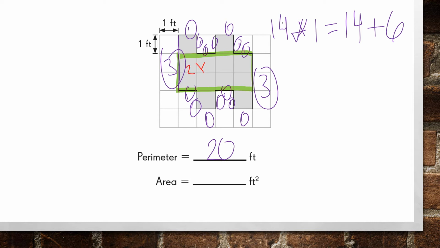So a 2 by 4, so there's 8 squares in there. So that's going to help me keep track of my area. So 8 there, and then I can see there's 1, there's 1, there's 1, there's 1, there's 4 of those, plus 4. So that's 12.